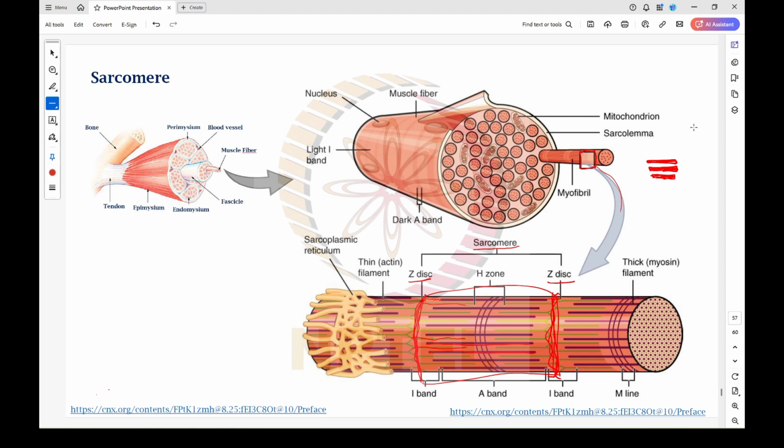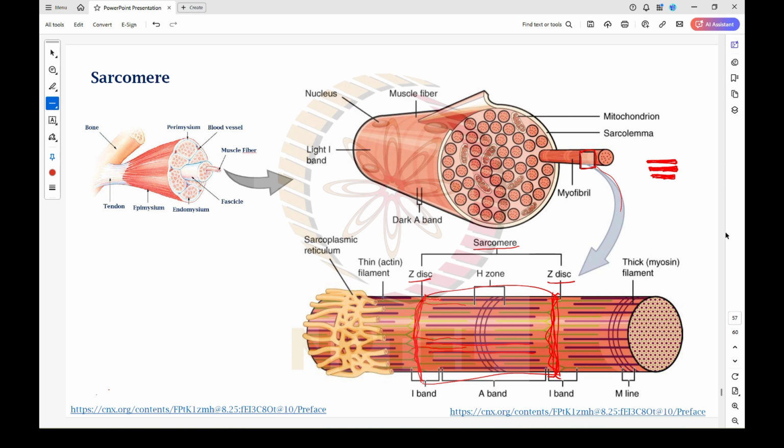So, we have been talking about muscle fibers, but the muscle fiber itself is not the basal unit. It's a basal unit of a muscle, but the muscle fiber itself has other divisions. Within the muscle fiber is a sarcomere, which is the basic functional unit of a muscle fiber.